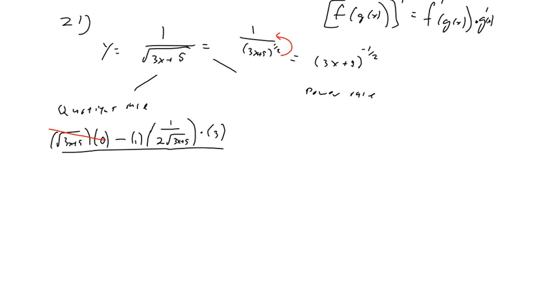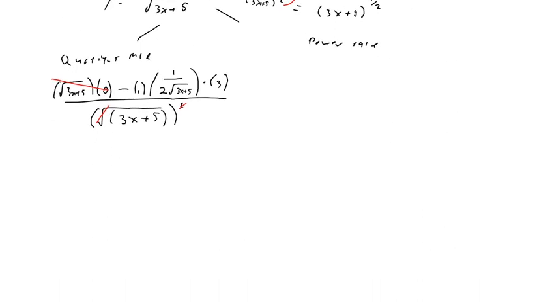So low d high, that part goes away, minus high d low, over low squared. Well, the square root of 3x plus 5 squared, I'm just going to cancel the squared. The squared is just going to become 3x plus 5. Right? If you want to see that, it's a square root, and then you square it, and the squared and squared are going to go away. So low d high minus high d low over low squared.